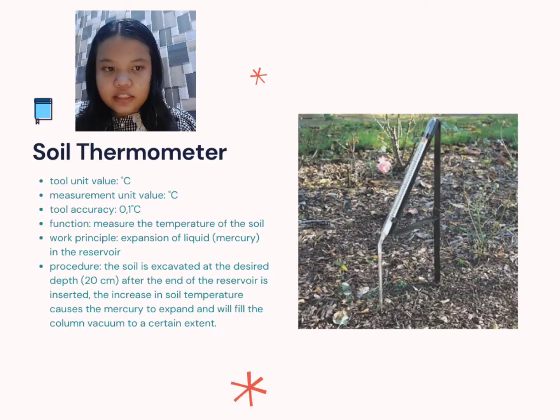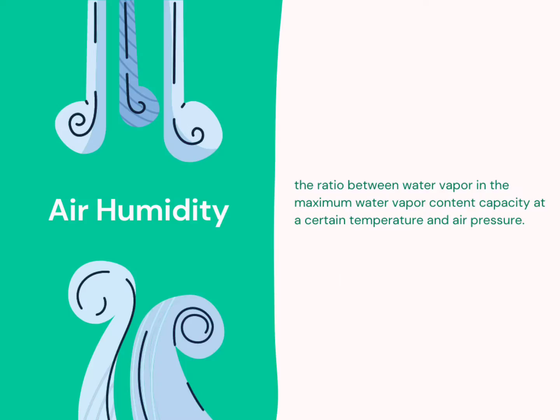The procedure is the soil is excavated at the desired depth. After the end of the reservoir is inserted, the increase in soil temperature causes the mercury to expand and will fill the column vacuum to a certain extent.